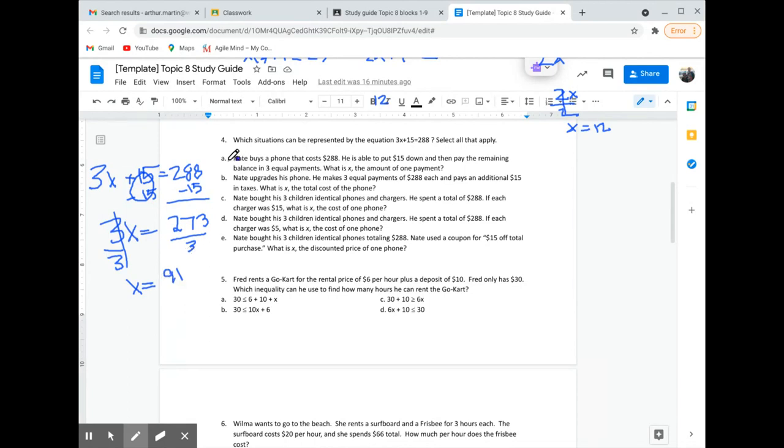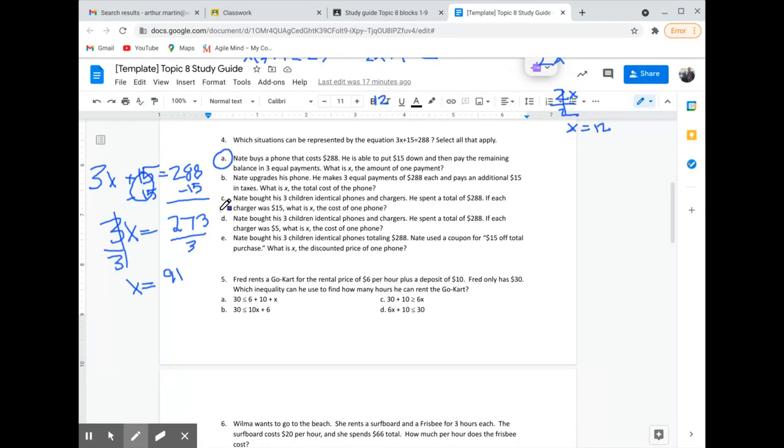So looking at the first one, Nate buys a phone that costs $288. He's able to put $15 down. So that means he paid $15. So he only owes $273 now. And then he has 3 equal payments. Would that work? Yes, it's going to work because that means he only pays $91 3 times.